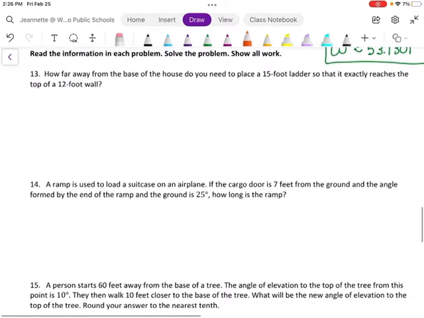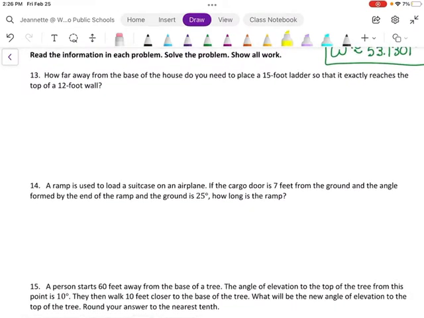The last few problems are all going to be word problems, so you want to make sure you read each problem carefully and show all of your work so that you get full credit. All of these somewhere in the problem are going to have a right triangle. So if you're stuck, make sure you just start with that right triangle.